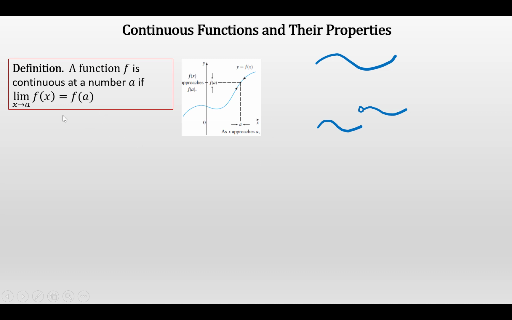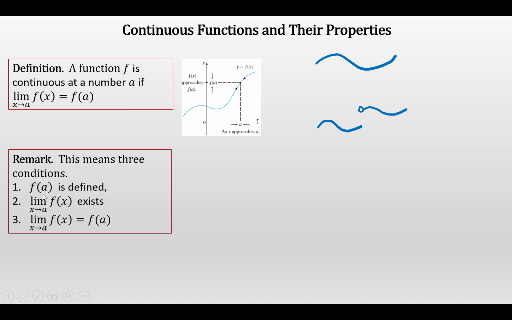Now, this definition really means three different conditions. That is, first, f(a) must be defined. Second, the limit of f(x) as x approaches a must exist. Third, these two have to agree with each other. In other words, the limit has to be equal to f(a). If any one of the three conditions fails, then f is not continuous at a.